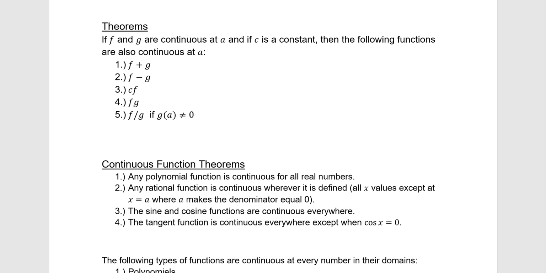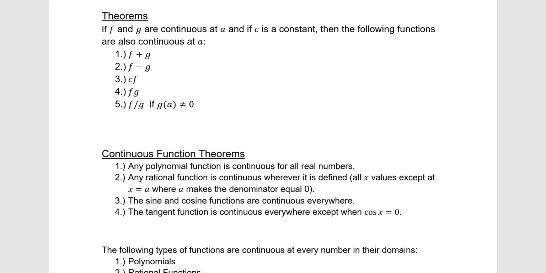Okay, next thing we have a couple of theorems. If f and g are continuous at a and c is a constant, then these functions are also continuous. If you add two functions together, the result is going to give you a continuous function. If you subtract two continuous functions, the result will be continuous. If you multiply a continuous function by a constant, it'll still be continuous. If you multiply continuous functions together, the product will be continuous. And if you divide continuous functions, the result will be continuous, granted that g of a does not equal 0. Okay, so nothing too crazy there.